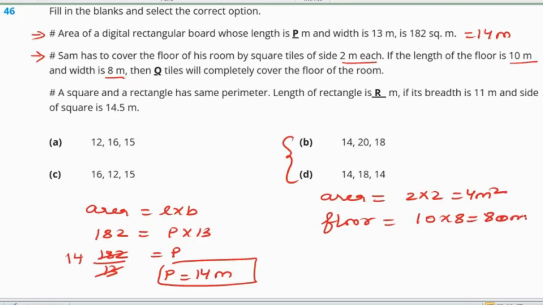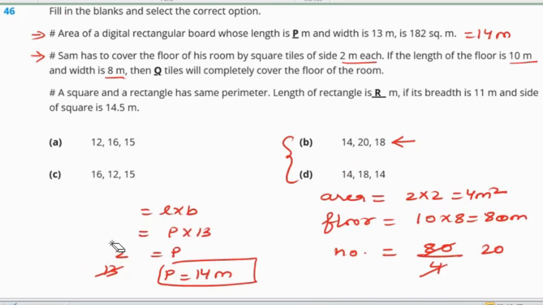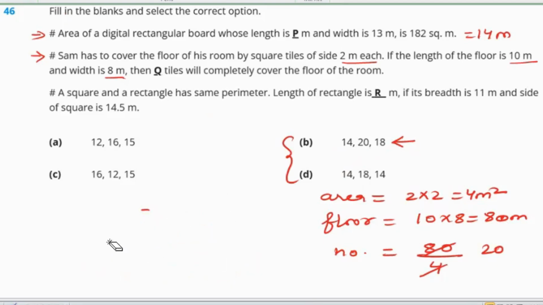The question is asking for the number of square tiles we can put over there. So for finding the number of square tiles, we need to divide the area of the floor by the area of the square tile. When we divide it, we will get 20. As we can see, only option B contains 20. So logically option B has to be the correct answer, but let's solve option C as well.